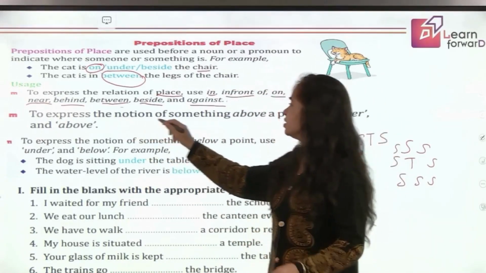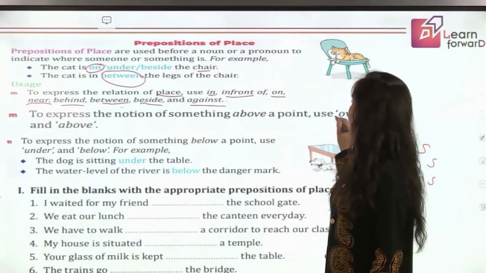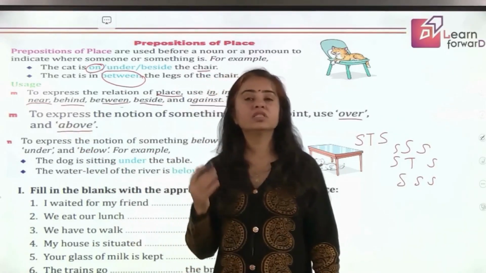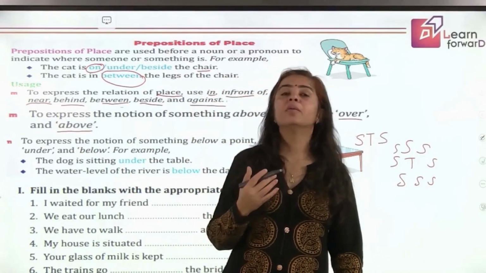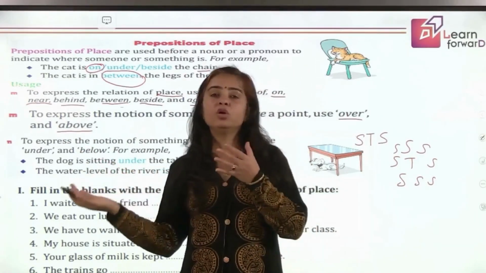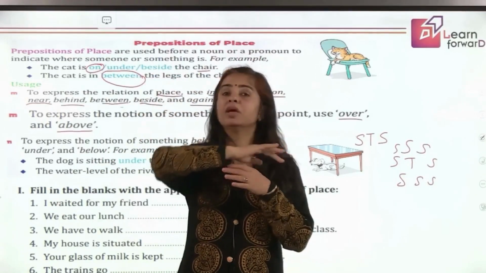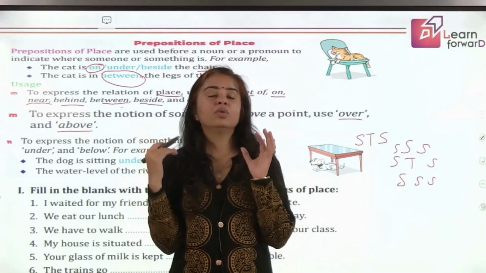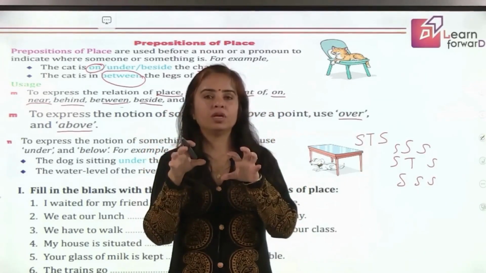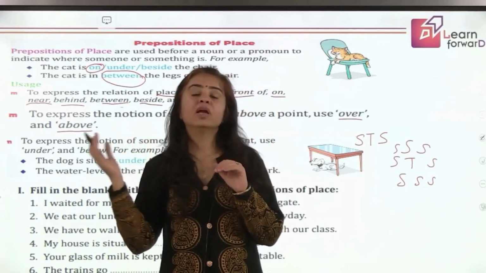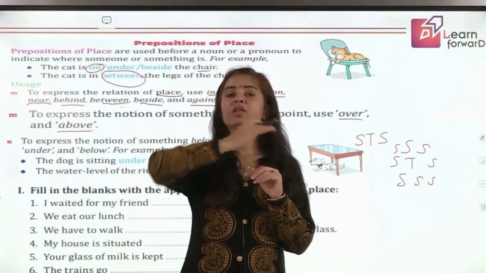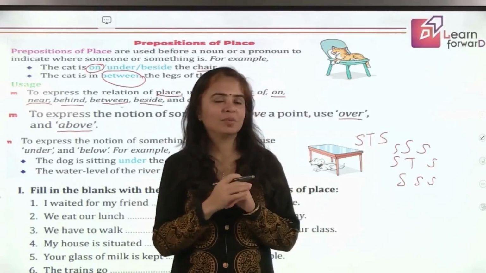Now to express the notion of something above a point, we use over and above. But what is the difference between over and above? Over means when you are just crossing something, but you are not touching that surface. The aeroplane flew over the building, because it's not touching the building, right?